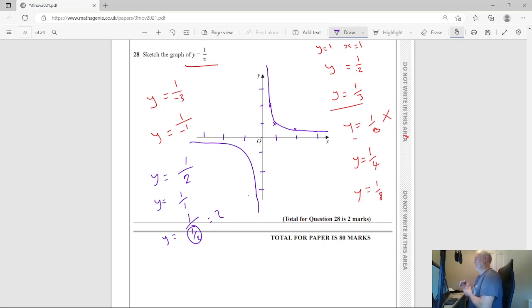Like I say, hopefully you'll know that. That's known as a reciprocal graph, where the graph never touches 0. It tends to 0 each time on the x-axis, but it never actually ends up getting there.